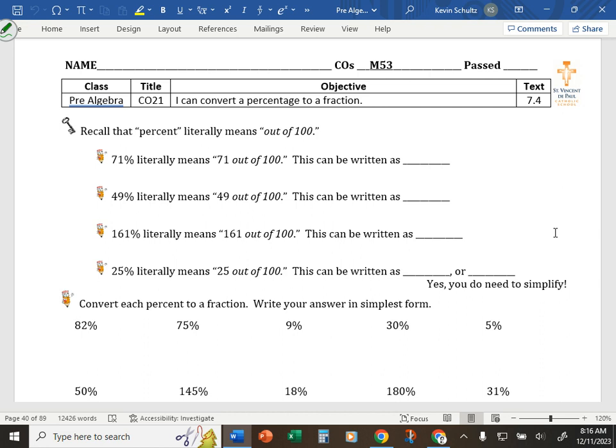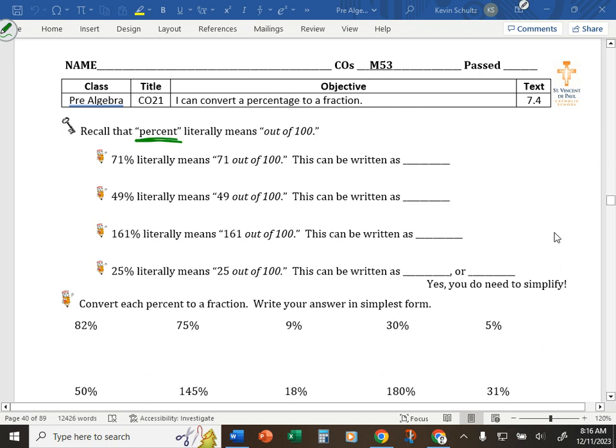CO21, which is the last of our 4 conversion objectives, right? We talked about how to convert a decimal to a percentage, and percentage to a decimal. Then we talked about how to convert a fraction to a percentage. The last one of those, how to convert a percentage to a fraction. And we've talked about this before.